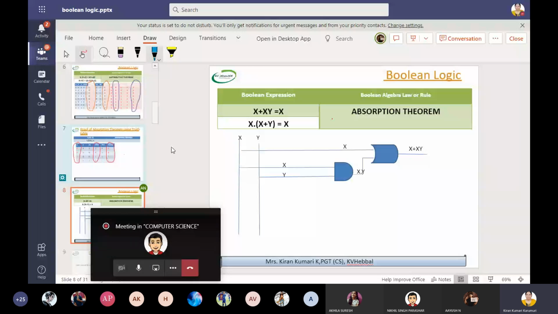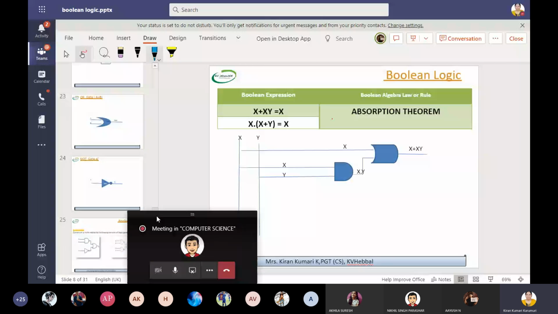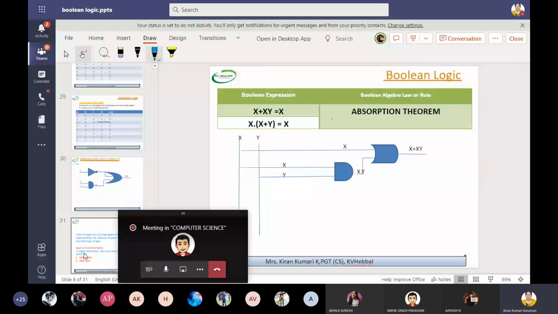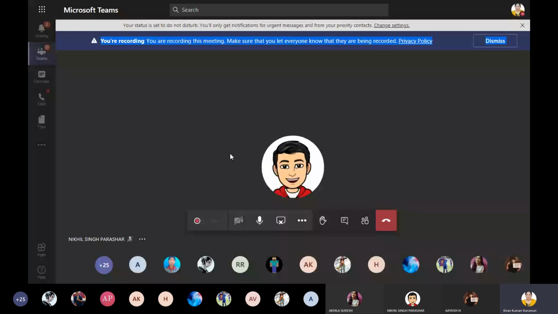Got it? Now let's quickly proceed to NAND, universal gates. There are two gates which are known as universal gates. What are those two gates, children? One is the NAND gate and another one is the NOR gate. These are the two universal gates. What are the two universal gates? NAND gate and NOR gate.